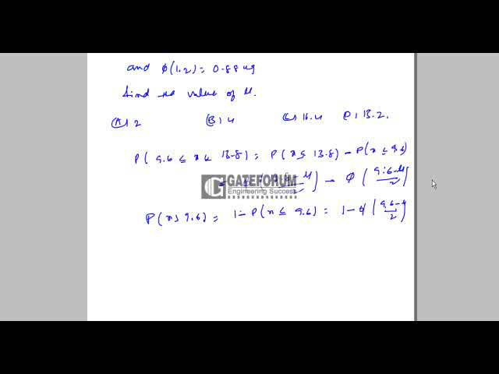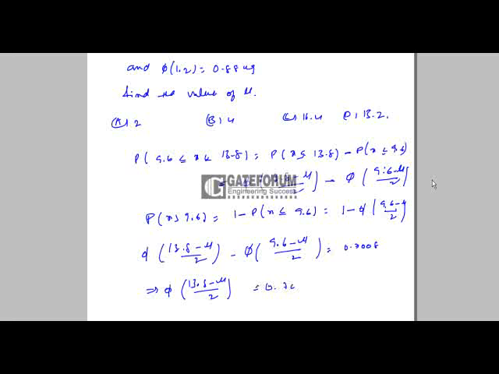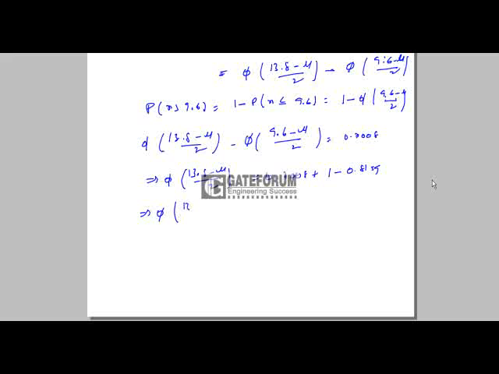And if we solve this one, phi of (13.8 minus mu) by 2 minus phi of (9.6 minus mu) by 2 is equal to 0.7008, which implies phi of (13.8 minus mu) by 2 is equal to 0.7008 plus 1 minus 0.8159, which implies phi of (13.8 minus mu) by 2 is equal to 0.8849.